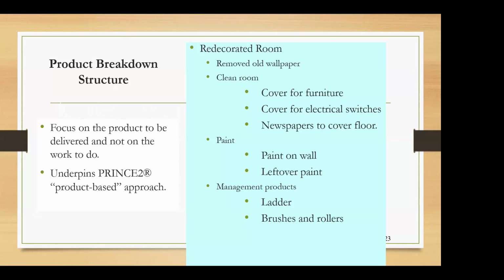Another product is the clean room. Then the third one is the paint. Fourth one is the management products that you need in order to manage this process. So when you say clean room, you need covers for furniture, you need covers for electrical switches, and you need newspapers to cover the floor. In terms of paint, you need paint on the wall, and you will have the leftover paint as well. For management products, ladders and the brushes and rollers that you're using for the painting. So this is the nature of the product breakdown structure.